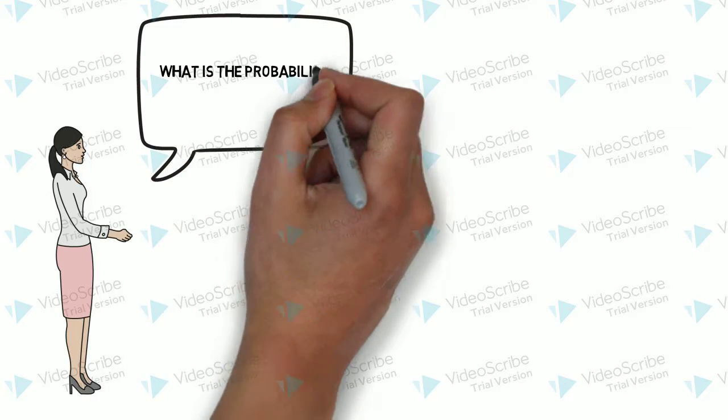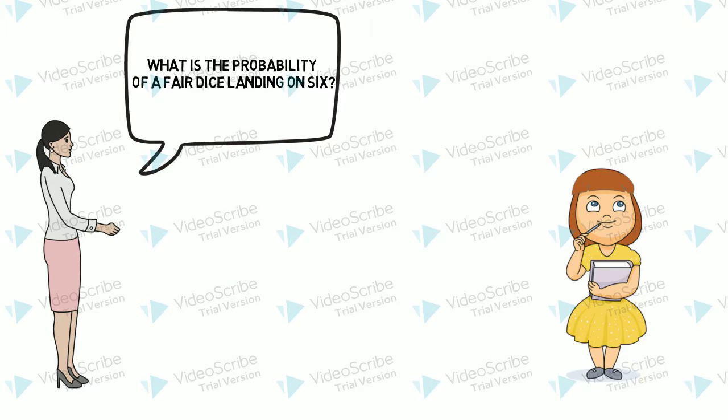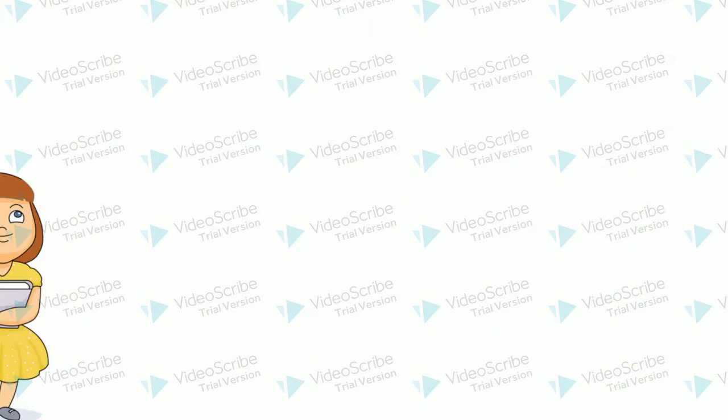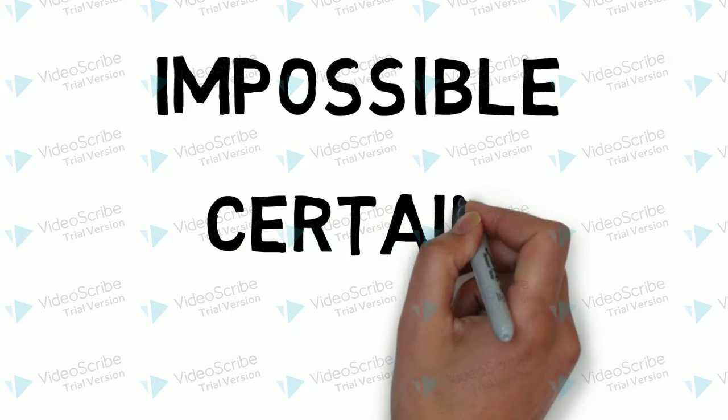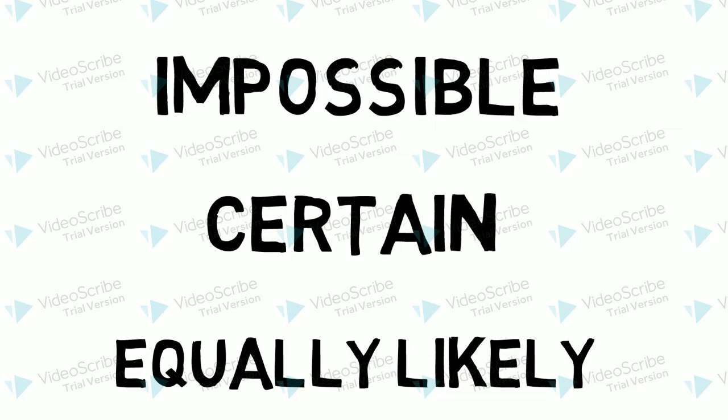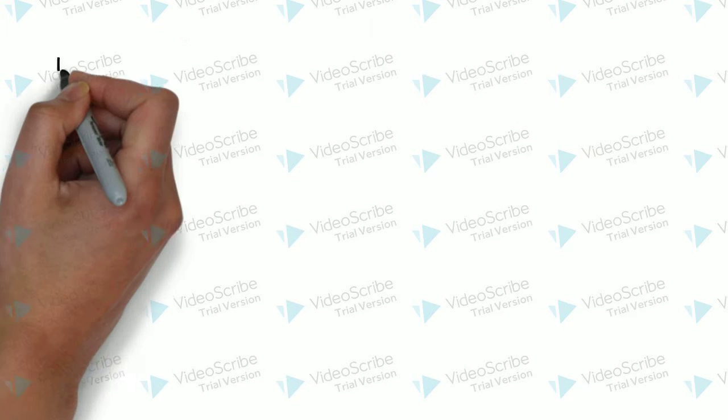For example, the probability of a fair dice landing on 6 is 1/6, as this outcome is one of 6 possible outcomes. Numerous terms are used to describe probability, including impossible, certain, and equally likely. The ability to compare and order said terms is fundamental within this concept.